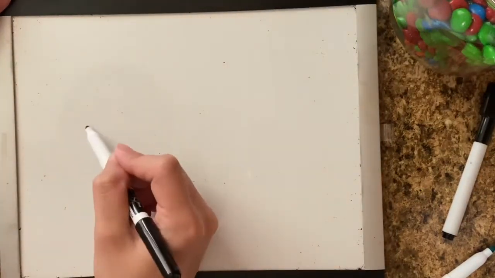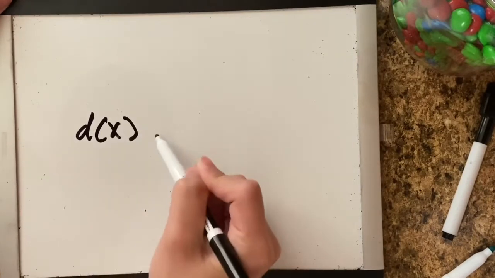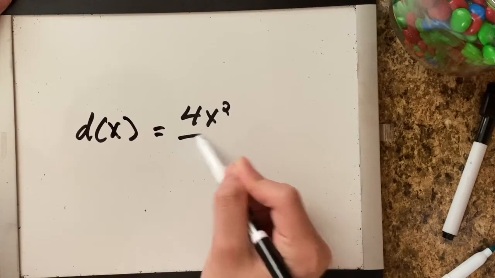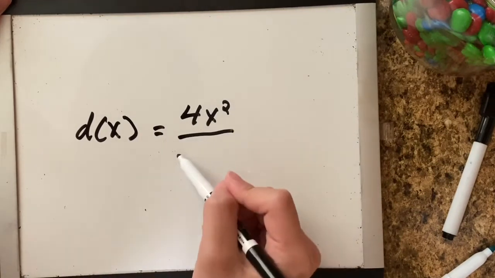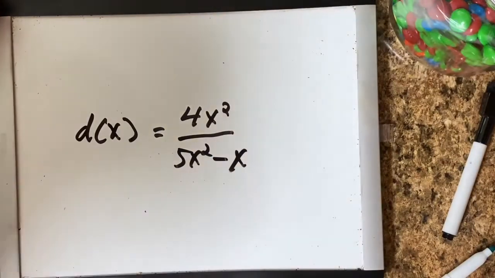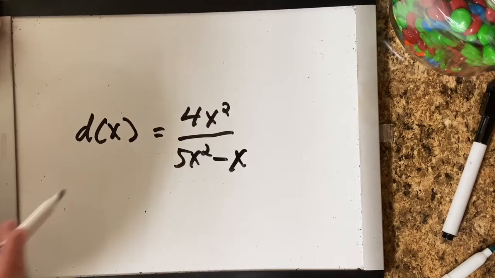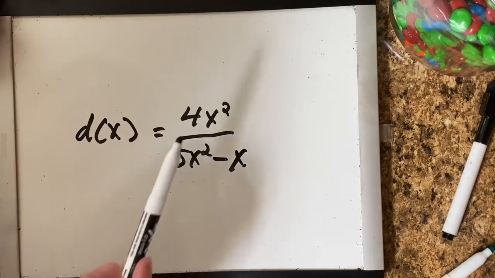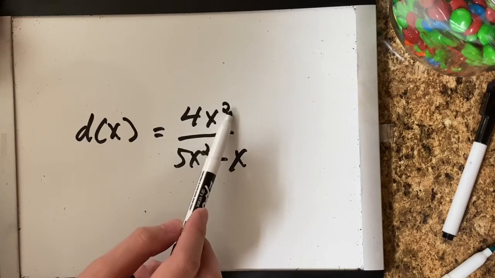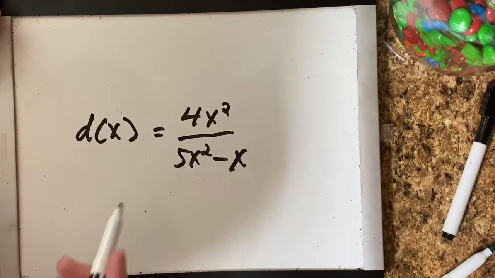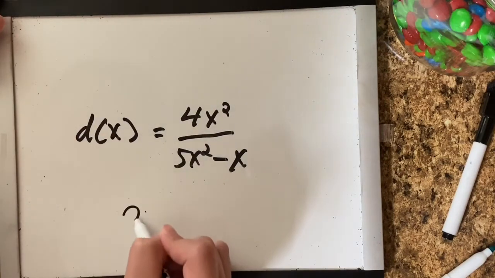So d of x equals 4x squared over 5x squared minus x. Let's take a look at the numerator first. So we have 4x squared. As you can see, the only exponent we have is 2, which is going along with the variable. So the degree of the numerator is 2.